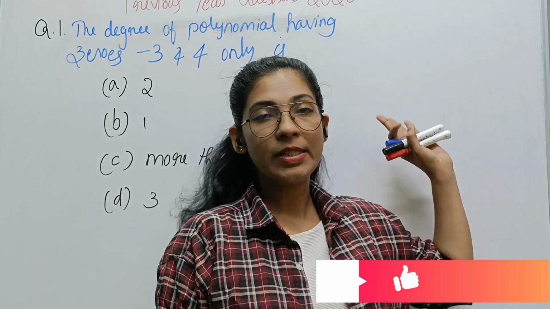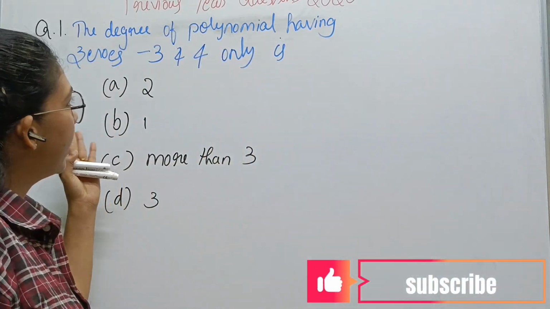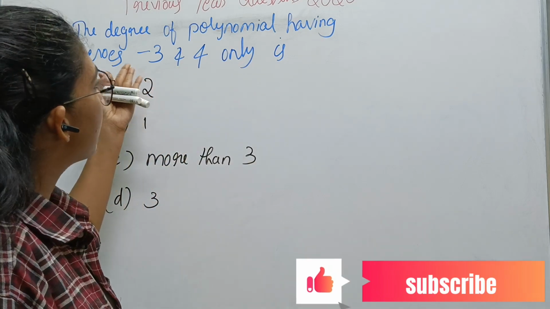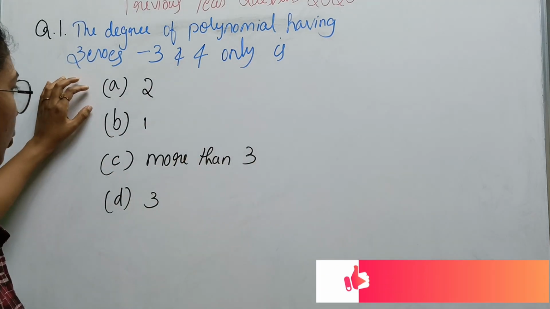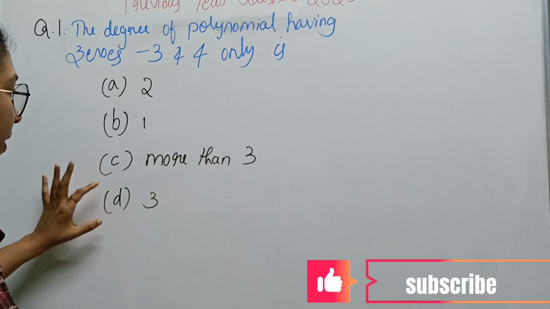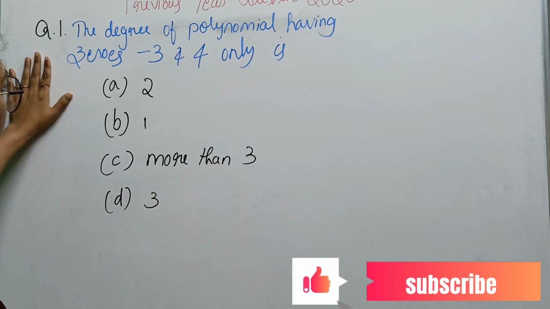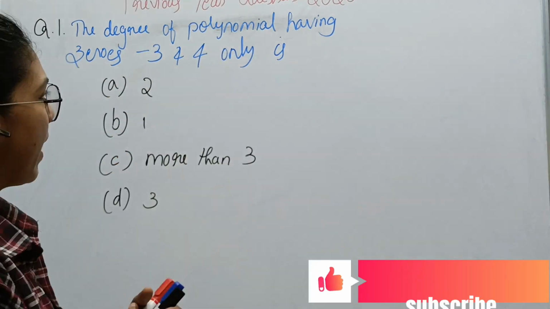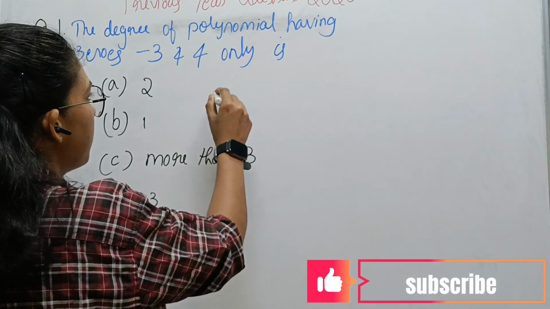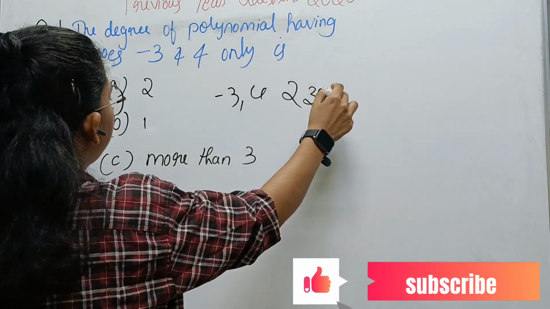Now it's PYQ 2022, and the first question is: the degree of a polynomial having zeros minus 3 and 4 only is. Options are option A 2, option B 1, option C more than 3, and option D 3. The question says the degree of a polynomial having zeros minus 3 and minus 4, which means only 2 zeros are given.